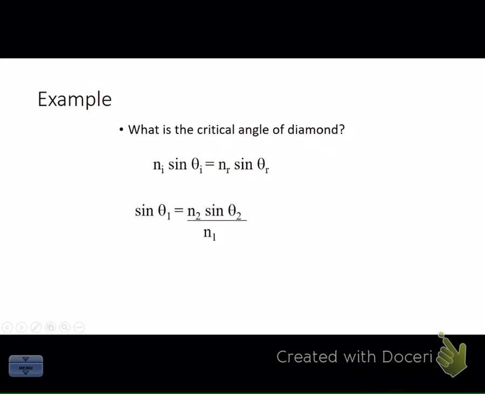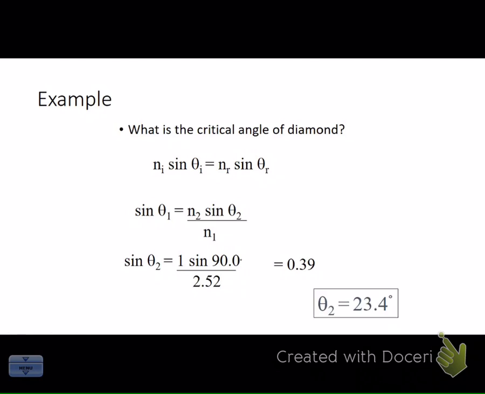So let's find the critical angle of diamond. Rearranging here, we're looking for the angle. We're going to plug in our values. 1 comes from air or a vacuum, either way. And then we want to know the critical angle, so we have to know that it's coming out at 90 degrees, and then we're dividing by the 2.52. So yeah, that previous problem had an issue on the index of refraction. But anyway, let's get this theta here. It comes out, sine of theta 2 equals 0.39. So let's take the inverse of that, and we get 23.4 degrees.